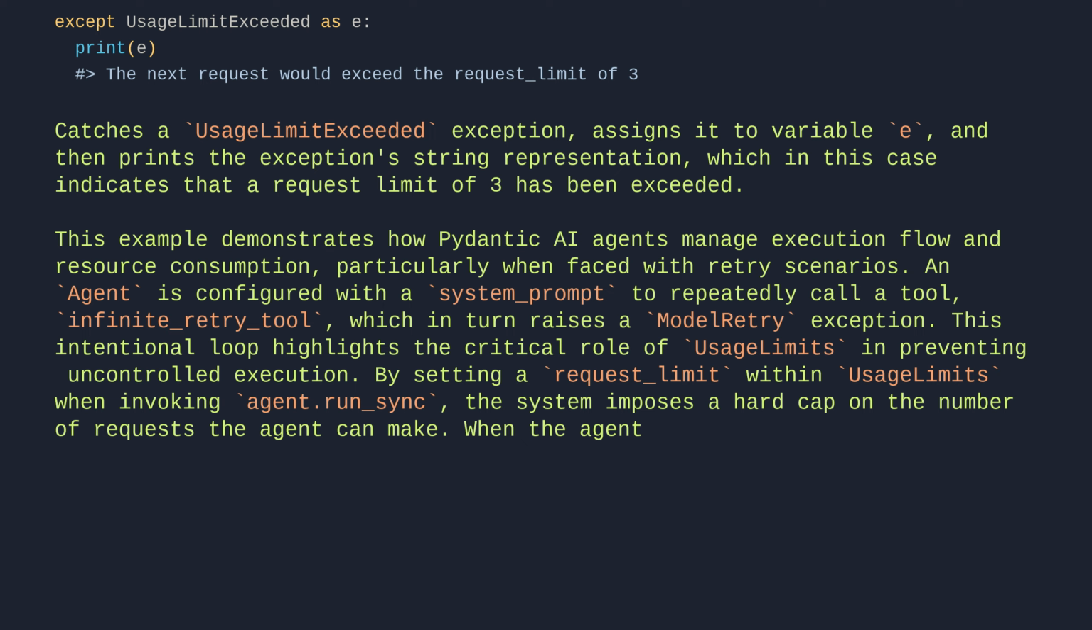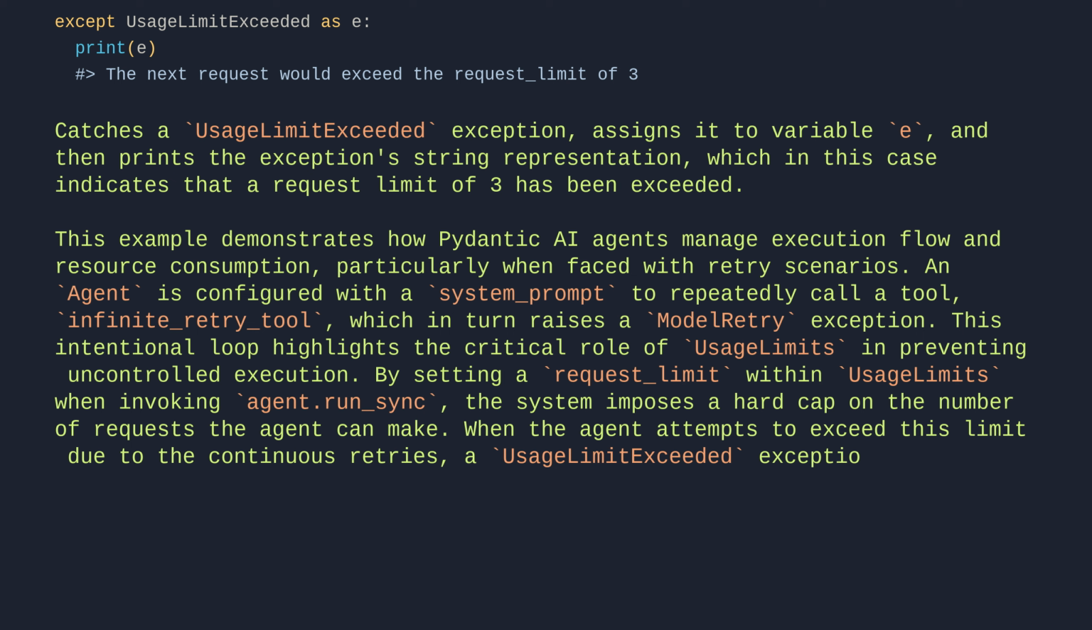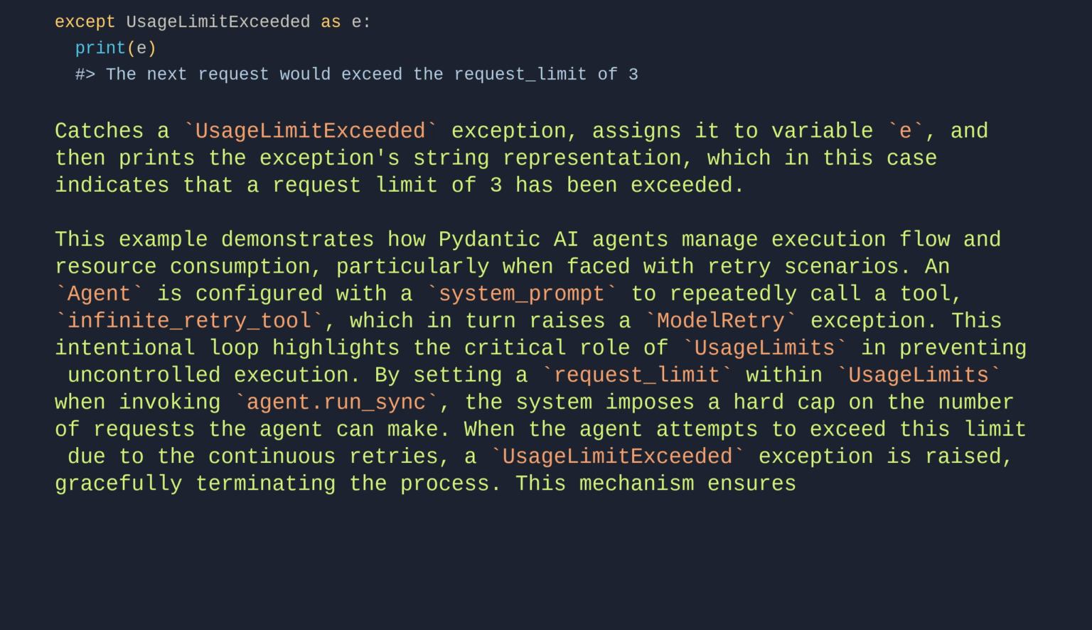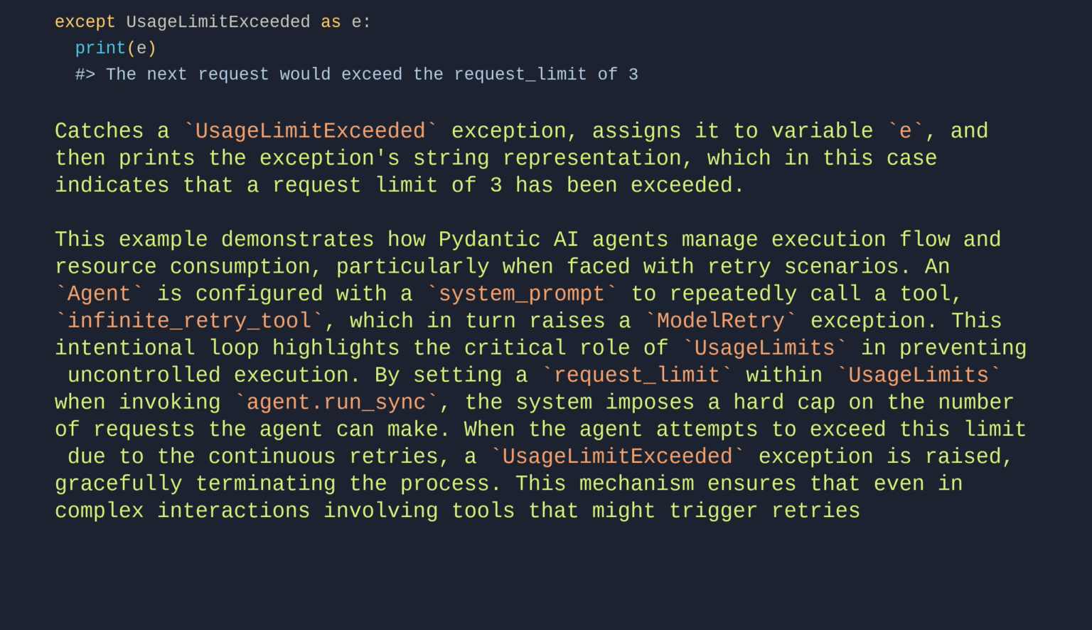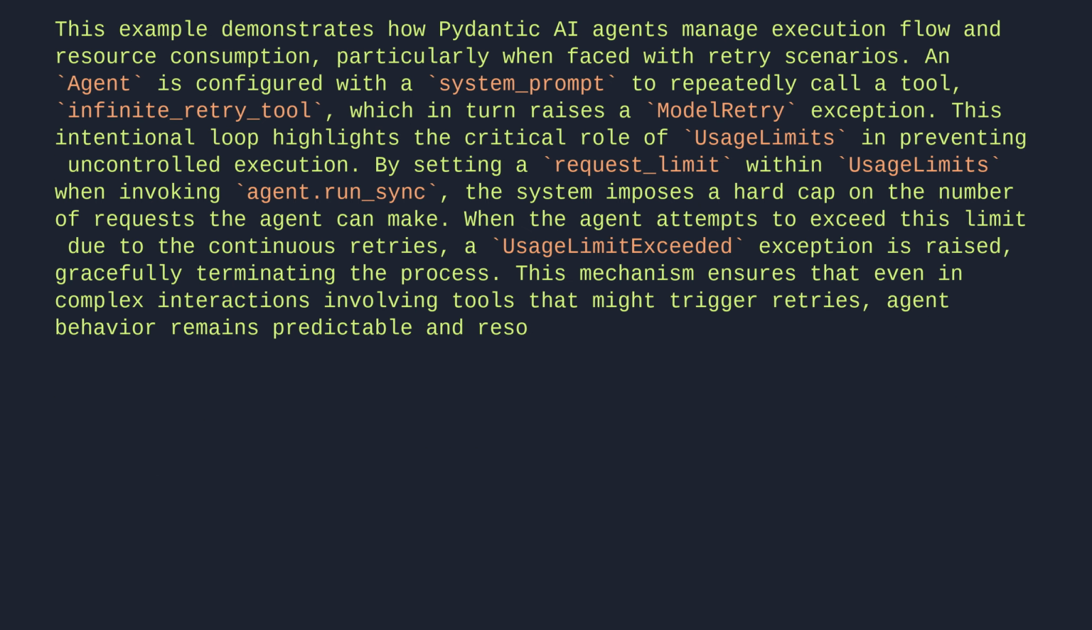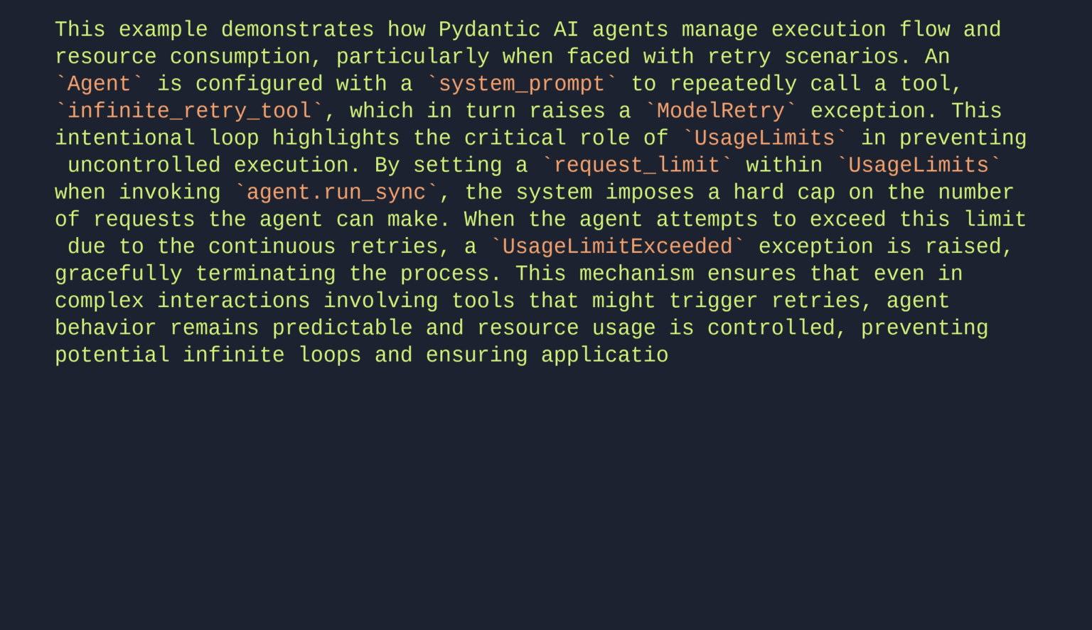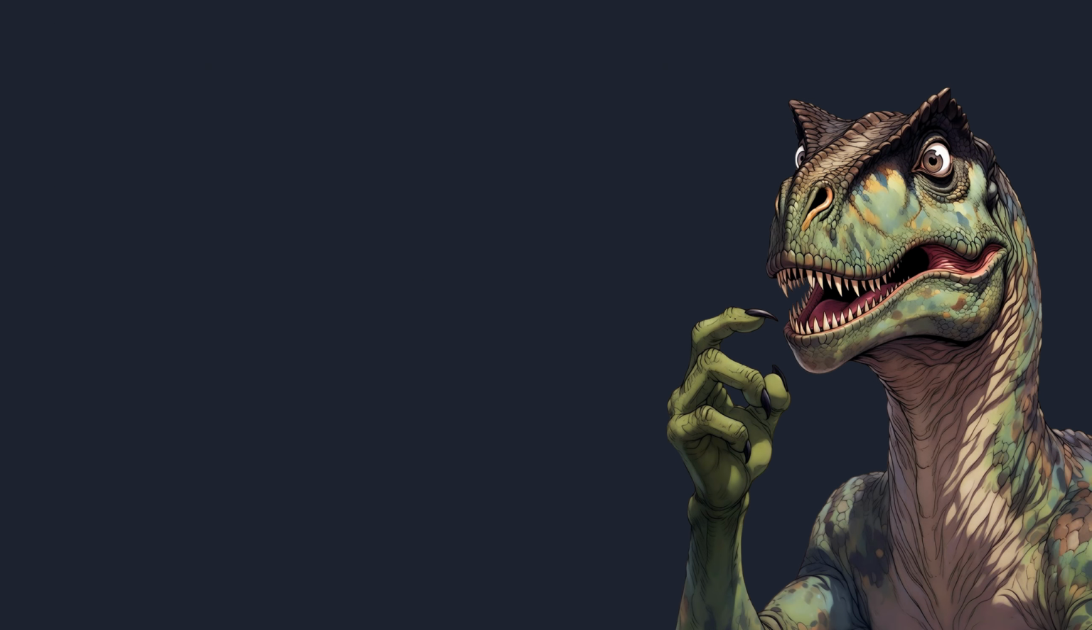When the agent attempts to exceed this limit due to the continuous retries, a UsageLimitExceeded exception is raised, gracefully terminating the process. This mechanism ensures that even in complex interactions involving tools that might trigger retries, agent behavior remains predictable and resource usage is controlled, preventing potential infinite loops and ensuring application stability. NeverOutputType yearns, but the agent's infinite ModelRetry triggers UsageLimitExceeded.